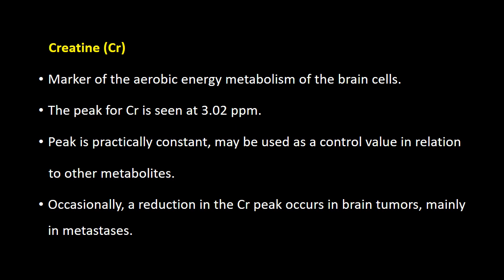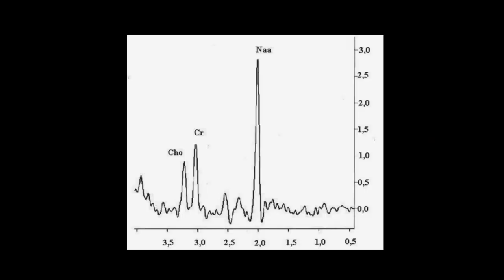Creatine is a marker of aerobic energy metabolism. It is seen at 3.02 ppm. This peak is constantly present or practically present in almost all the graphs, and therefore it is used as a control value in relation to other metabolites. However, sometimes we do see a reduction in this peak occurring in brain tumors, mainly metastasis. So at 3.02 ppm, we get the peak of creatine.